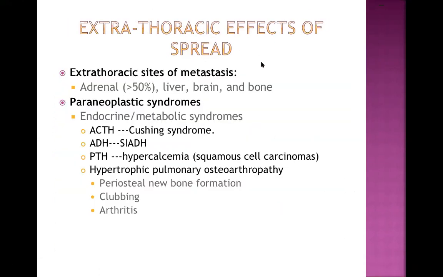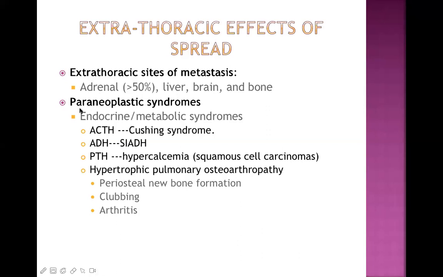The last slide regarding the carcinoma of the lung. These are called extrathoracic effects of spread. Means the tumor is going outside the thoracic cavity now, or outside the lung. It may go to the adrenal gland in more than 50% of the cases. It may go to liver, brain, and bone. This is called metastasis, and it badly damages those organs.